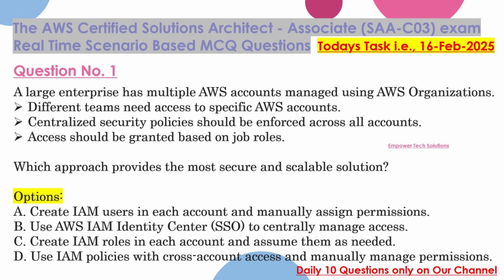Options: A. Create IAM users in each account and manually assign permissions. B. Use AWS IAM Identity Center, SSO, to centrally manage access. C. Create IAM roles in each account and assume them as needed. D. Use IAM policies with cross-account access and manually manage permissions.